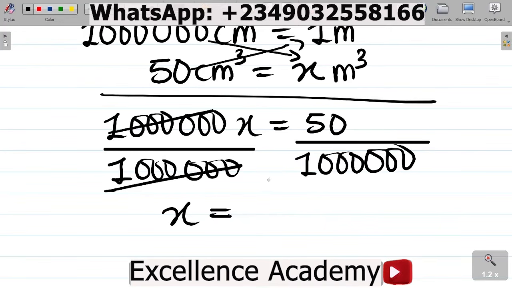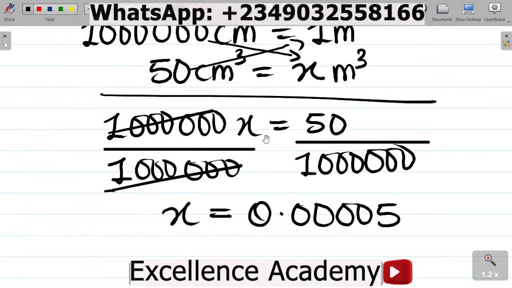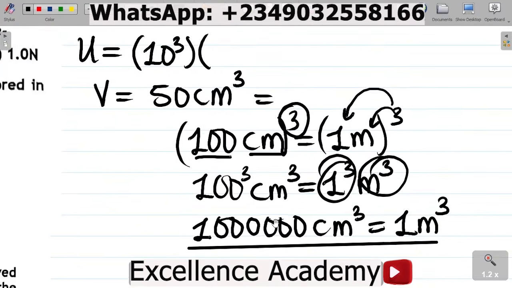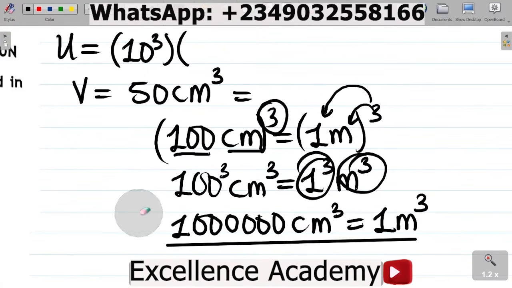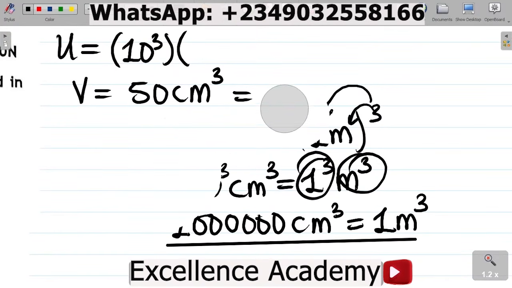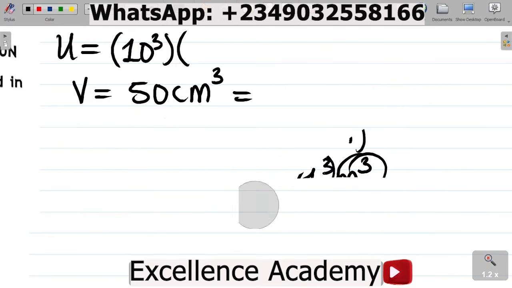If you do that, your answer there is 0.0000005. All right, so this is your answer. Of course, this x was in meter cube, as you can see at this point here, so it becomes this in meter cube. In essence, to convert from cm cube to meter cube, you divide by 1 million. That's the concept. I've just showed you how or why it's so.